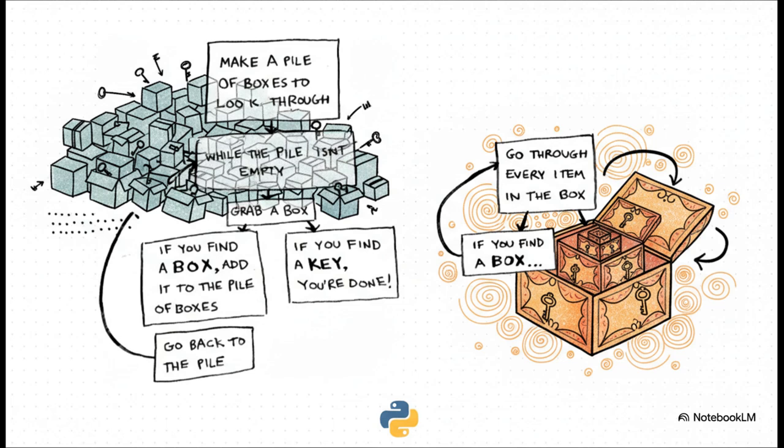And this is a great way to see the two mindsets side by side. On the left, you've got iteration. It's all about managing that growing pile of work. You're constantly adding new boxes to your to-do list. But on the right, you've got recursion. It's much more, I guess, declarative. The logic is just, for the box I'm currently holding, check its contents. If I happen to find another box, I'll just run this exact same strategy on that smaller box.